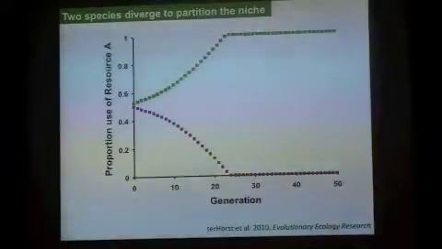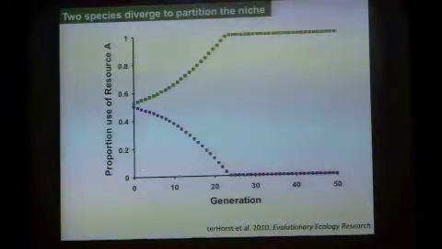Okay, so here's what happens in the model when we just have 2 species. This is also only with 2 resources, so we can nicely draw on the y-axis the proportion use of resource A. A value of 1 means that the species is entirely using resource A, a specialist on resource A. A value of 0 means it's using none of resource A, which means it's entirely using resource B.